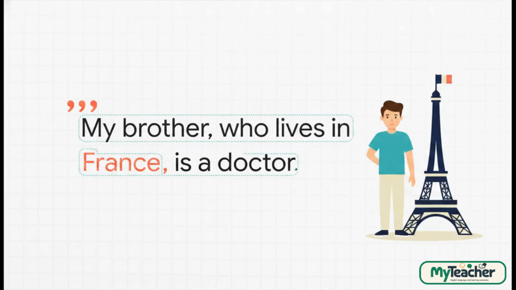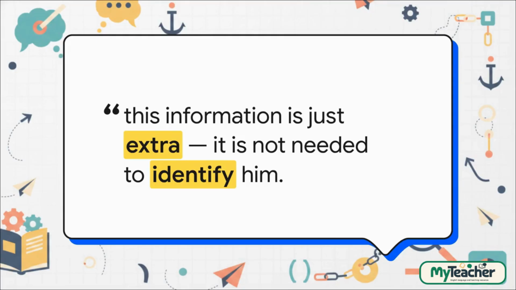Let's compare our previous example to a new one. Listen to this. My brother, who lives in France, is a doctor. Do you feel those natural pauses? Those commas are doing some heavy lifting for us right there. Let's break down the logic behind those pauses. Because the speaker only has one brother, the fact that he lives in France is just extra detail, meaning we proudly wrap that bonus fact in commas. If I say, my brother is a doctor, you know exactly who I mean because there's only one brother to choose from. The extra info is just, well, extra.